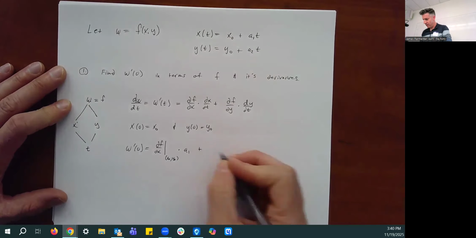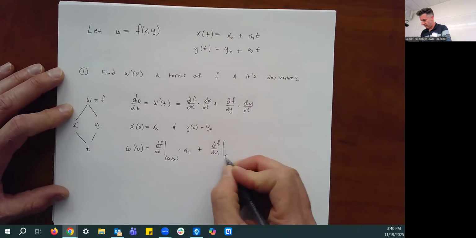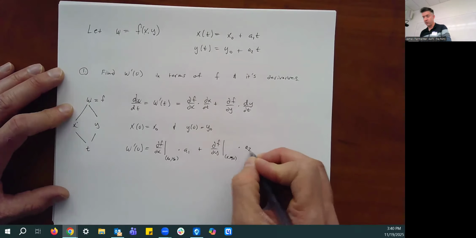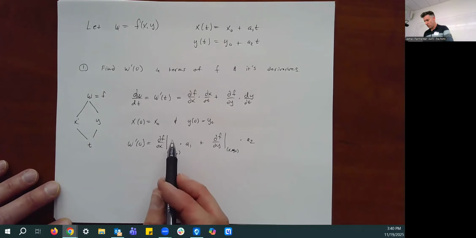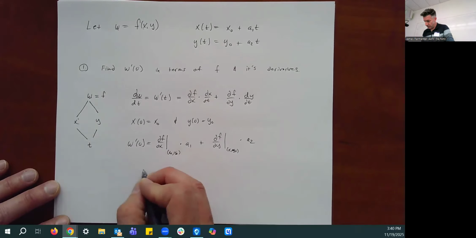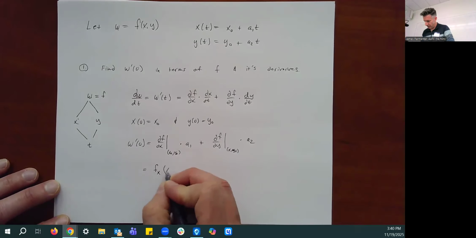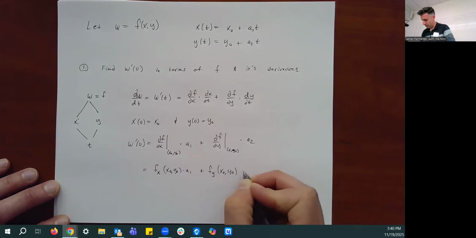A1 is your derivative of x with respect to t. And similarly, the second part here is going to be del f del y evaluated at x naught, y naught, times A2, the derivative of y with respect to t. This feels like a cumbersome notation here. You might prefer, and I might prefer, to write this as the partial of f with respect to x evaluated at x naught, y naught, times A1, plus the partial of f with respect to y evaluated at x naught, y naught, times A2.